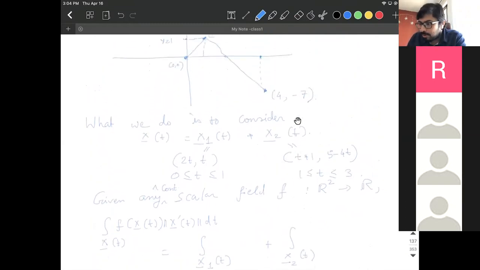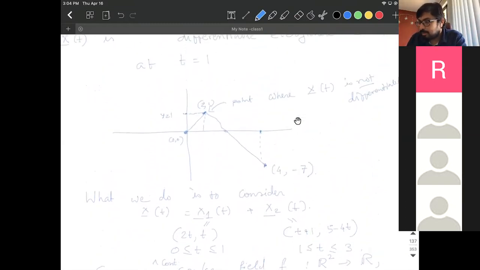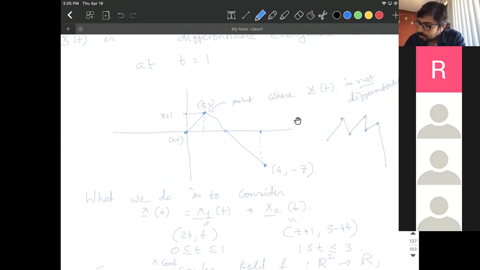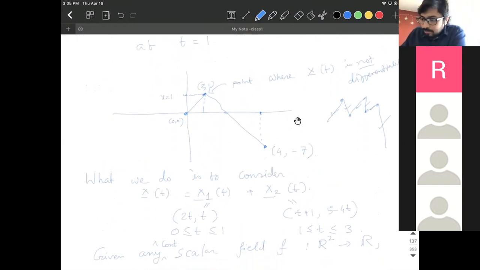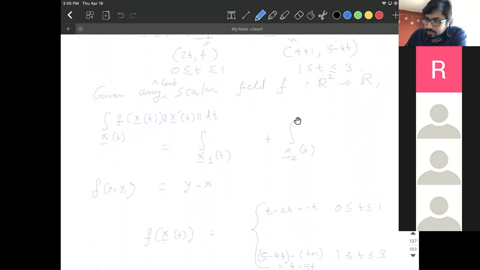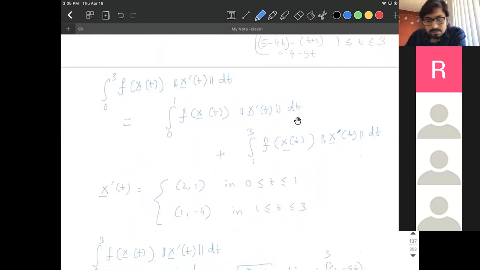And there could be more points where the path is not differentiable. So for example, a path might be something like this. Then you have 1, 2, 3, 4, 5 points, so 6 divisions. But you don't have to bother about so many divisions. Typically, I would give just 1 or 2 points where the path is not differentiable. That's it. So any questions about it?